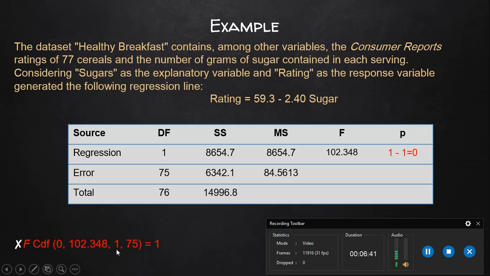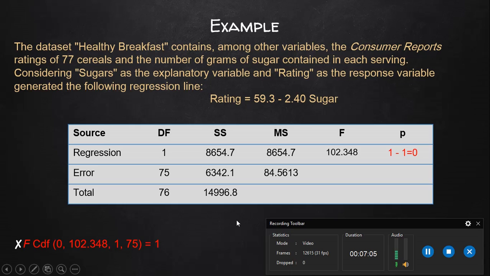We have 1 degree of freedom in the numerator, 75 degrees of freedom in the denominator. And when I enter all this, it returns a value of 1. But since I'm in the upper right-hand tail, I do want to subtract, so you can see my p-value is 0. If you're unsure about how I calculated any of these, obviously you can stop the video and go back and go through the explanation.